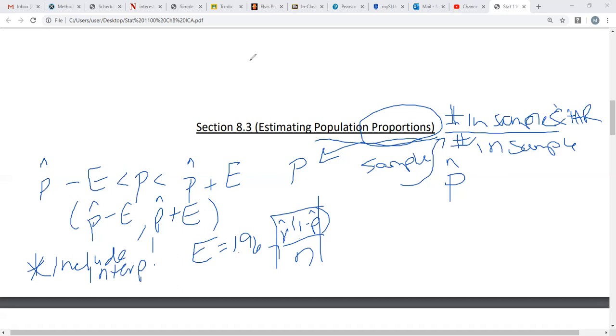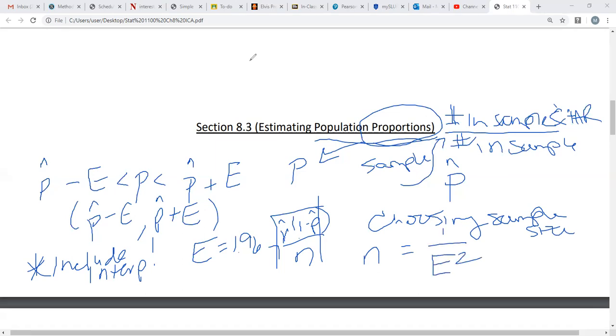If we're looking for the number in the sample that we should choose, so choosing sample size, N is going to equal 1 over E squared. Let's erase this and work out numbers 8 and 9 from the problem.